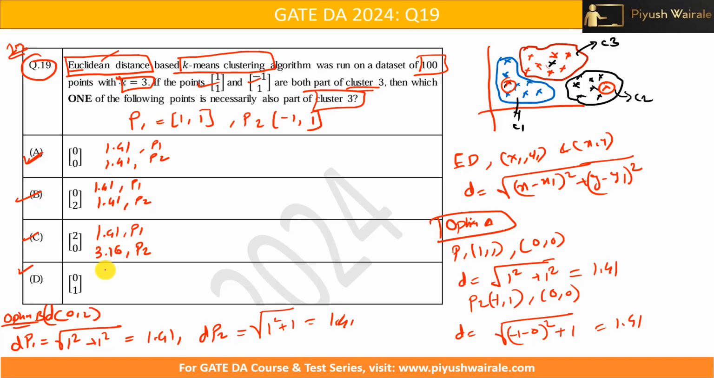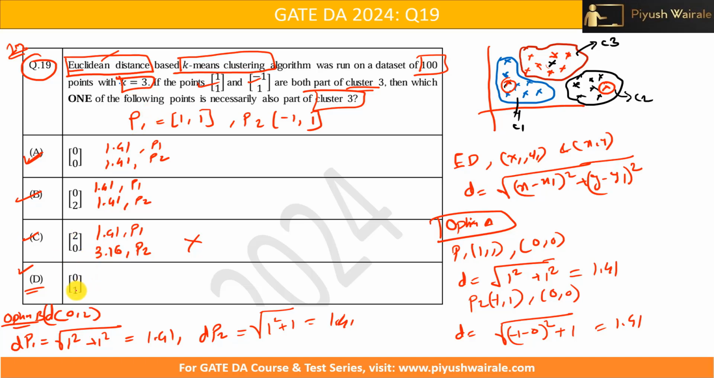Now if you compare options A, B and C, the distance between this particular point and P1 and P2 is more in option number C. So 3.16 is greater than the other distances. Surely this is not the correct option, because options A and B gave the closest ones. So I am saying that this option cannot be correct. Okay, so let's do option number D now.